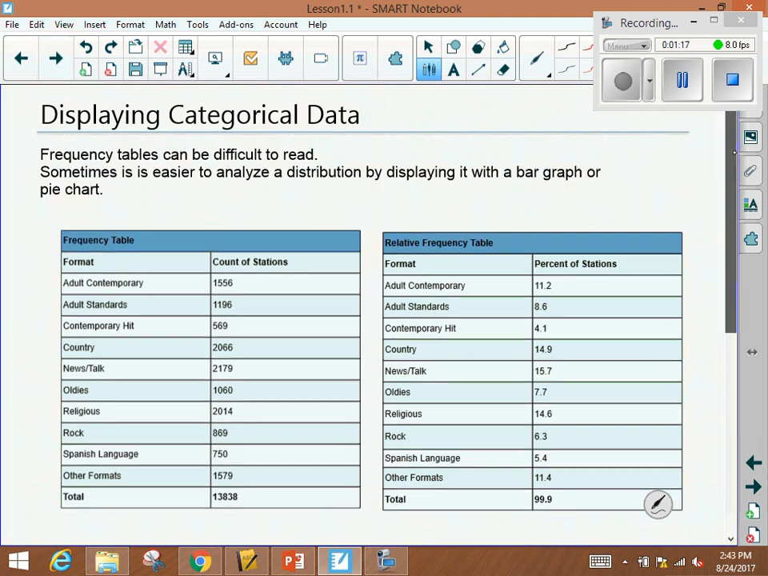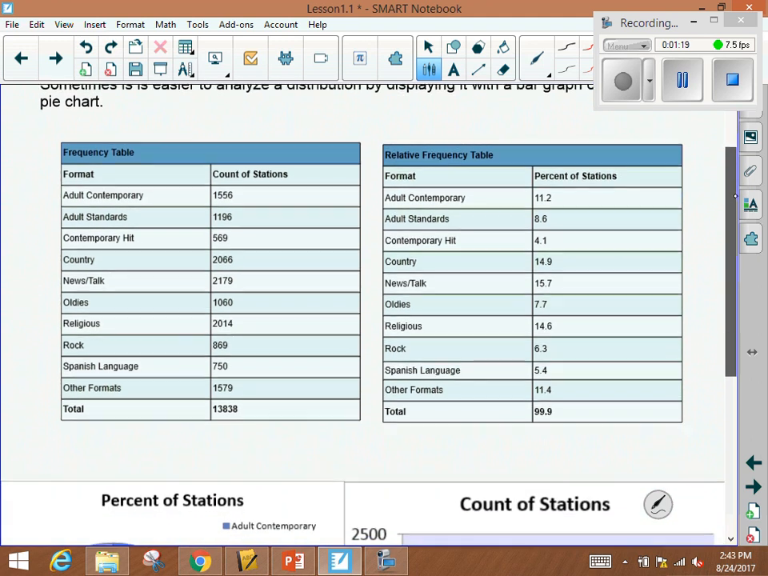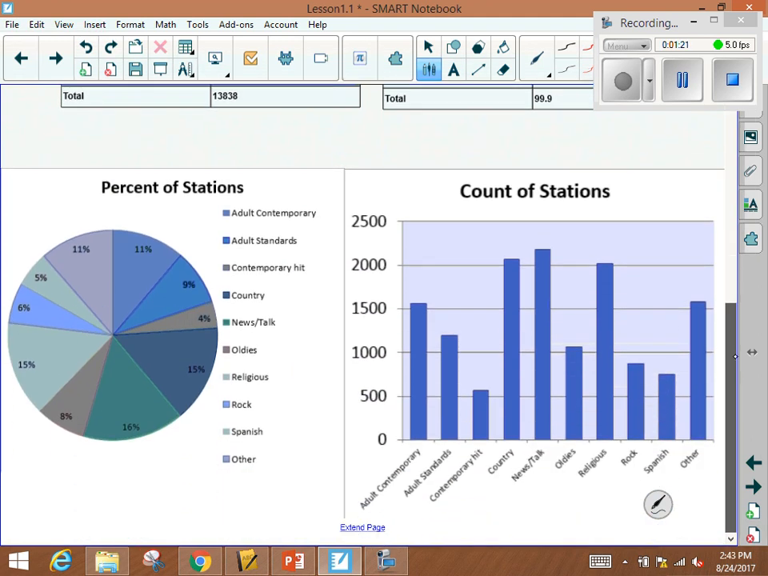Right, if we're going to display this, we have our counts, we have our percentages, right? We can use our counts to create a histogram, such as what we have right here, on the right-hand side. And now we're using our percentages to make a pie chart.